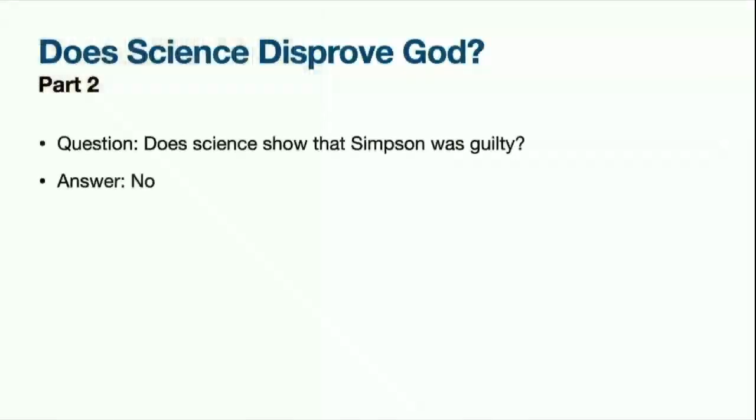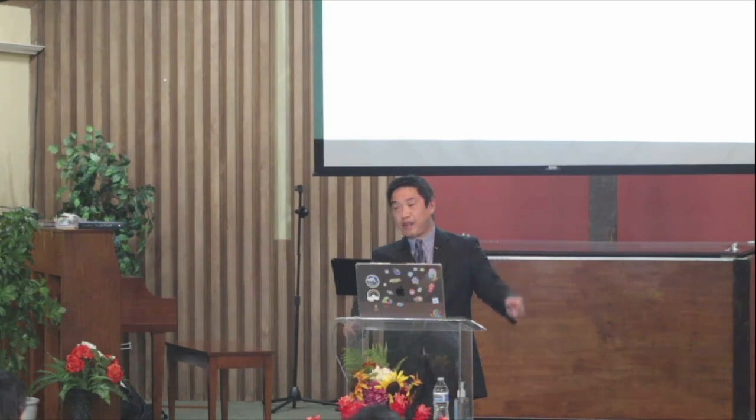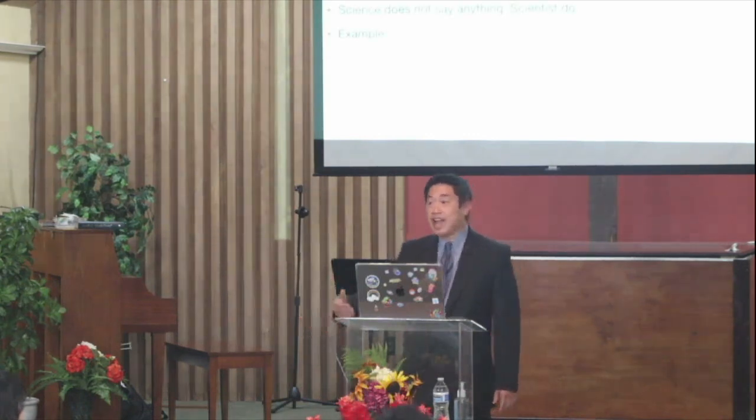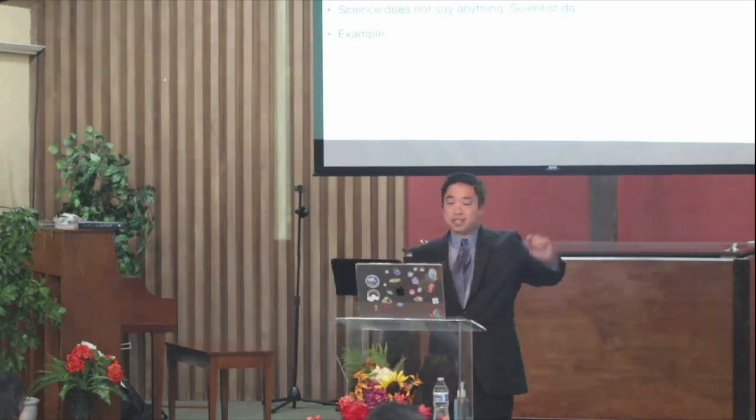Now, why? Because science doesn't interpret itself. When you look at the blood type in a genetic machine, it doesn't say Simpson did it. If I take a microscope, I look at the blood on the glove, it doesn't say Simpson is guilty. So science doesn't say anything, but what does? Scientists do. So scientists say something about the data. The data is the data. Now I'm going to illustrate this further.